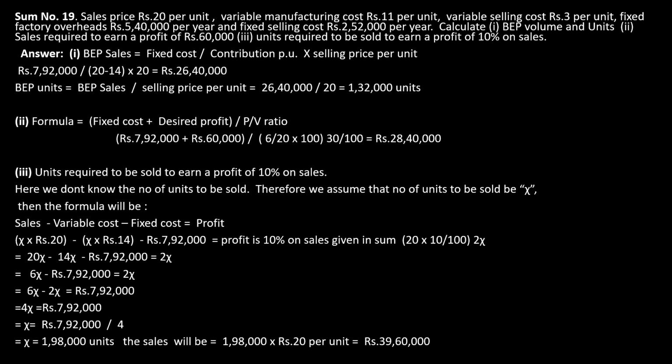And what will be my X? X is equal to 7,92,000 divided by 4. When I divide that, I get 1,98,000 units. The answer X is 1,98,000 units. If you substitute 1,98,000 wherever you find X in the first line, you'll get a profit of 10% on sale. You can cross verify later on. And if they ask you to find the sales also, then you multiply that 1,98,000 units into the selling price per unit, which gives me 39,60,000. That is the answer.